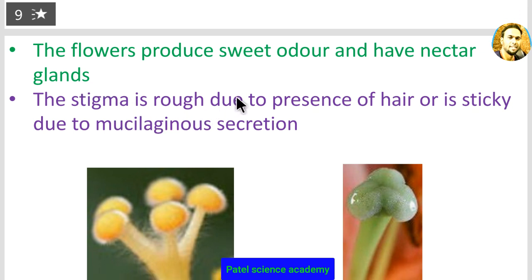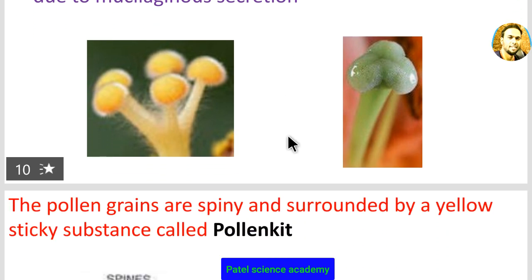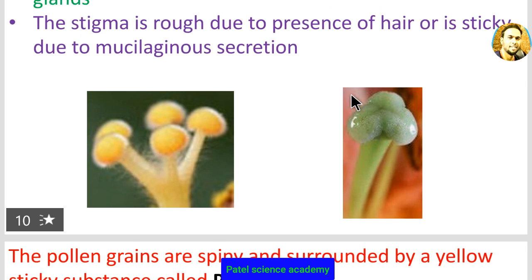The stigma is rough due to the presence of the hair or is sticky due to the mucilaginous secretion. These are the characteristics related to the stigma. It is rough due to the presence of the hair and it is sticky due to the mucilaginous secretion. As you can see, this is hairy stigma and sticky.